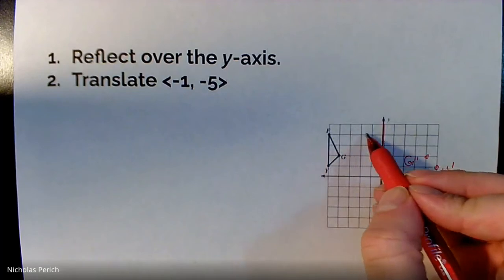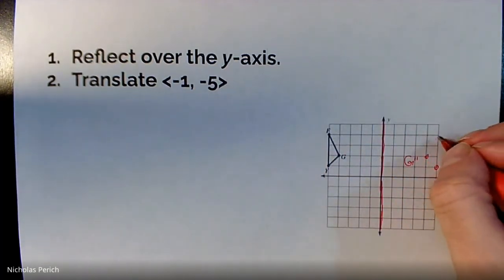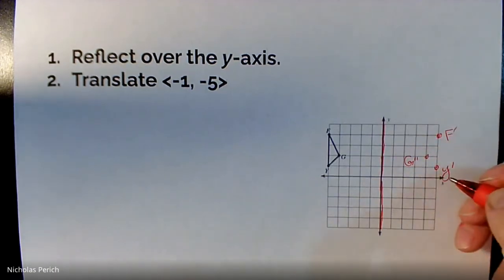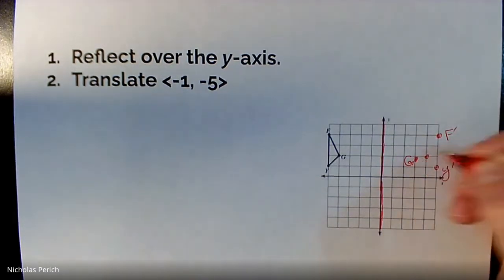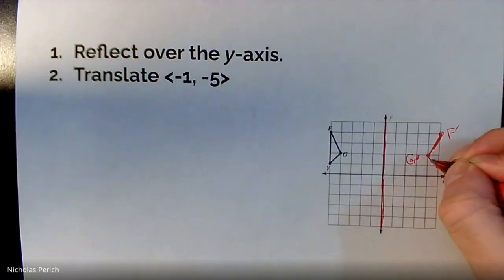F is 1, 2, 3, 4, 5 units away, so F prime is 1, 2, 3, 4, 5. Did I accidentally double prime G? I shouldn't have. Oh, cool. The same exact shape that we had there.